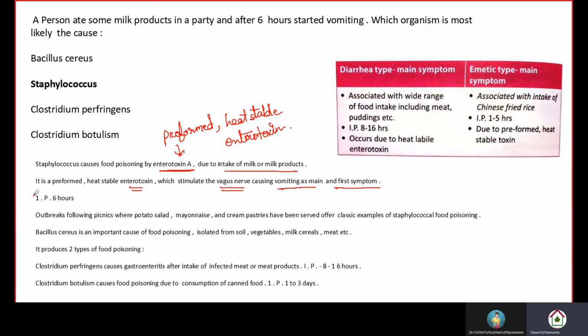Incubation period, IP, within 1 to 6 hours. Outbreaks following picnics where potato salad, mayonnaise, cream pastries have been served are the classical examples of staphylococcal food poisoning. Bacillus cereus is an important cause of food poisoning.